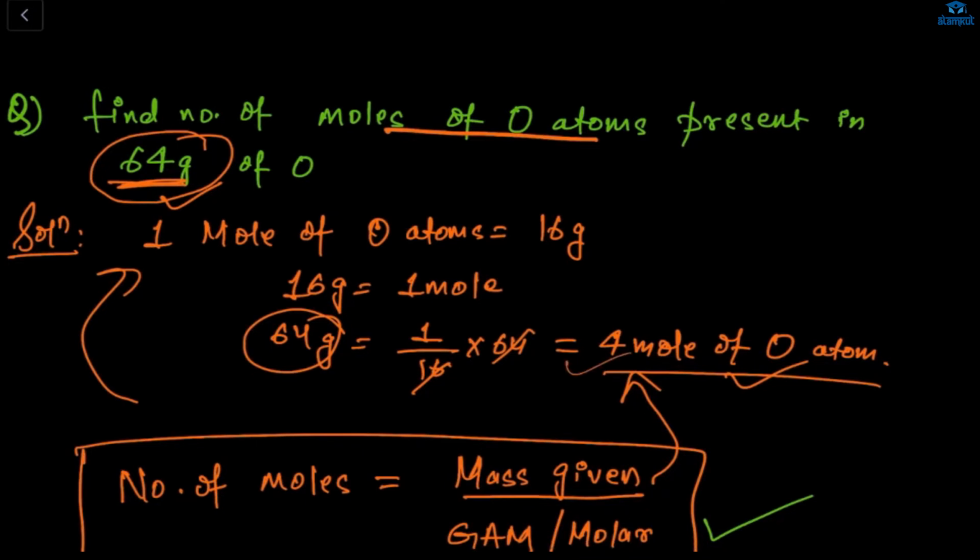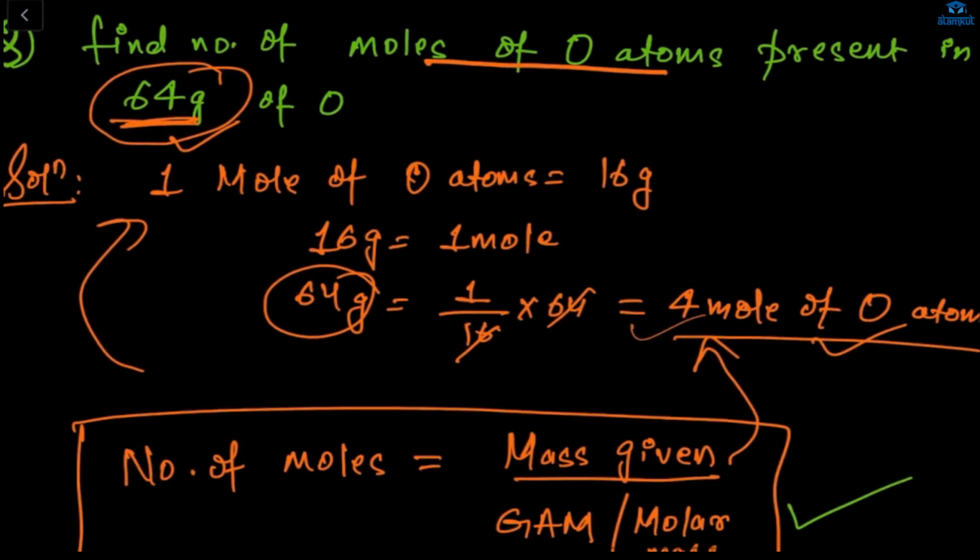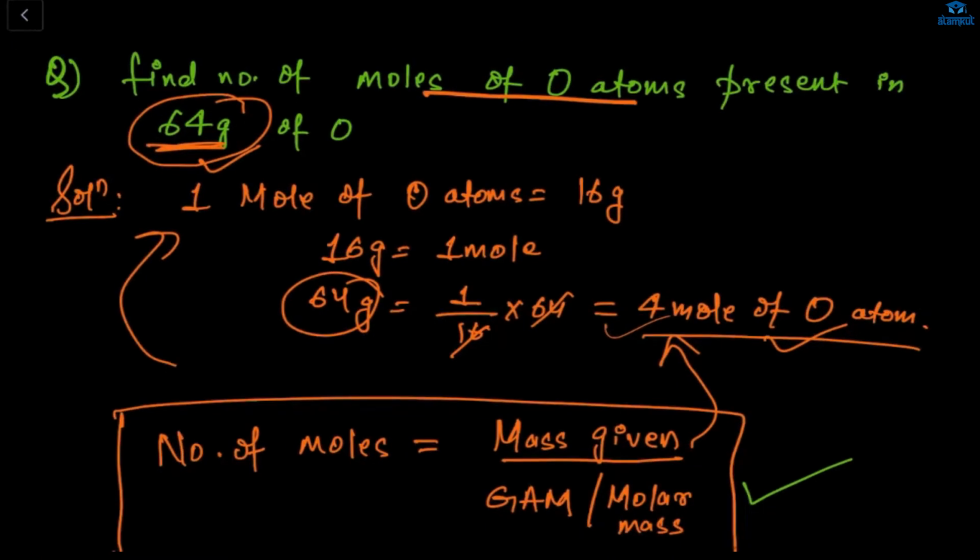We have to find the number of moles of oxygen atom which is present in 64 grams of oxygen. So how will we find? First, 1 mole of oxygen atom is having how many grams? 16 grams, right, Razi? And 16 grams is nothing but 1 mole. Yes, ma'am. So in the 64 grams, we will have how many moles?